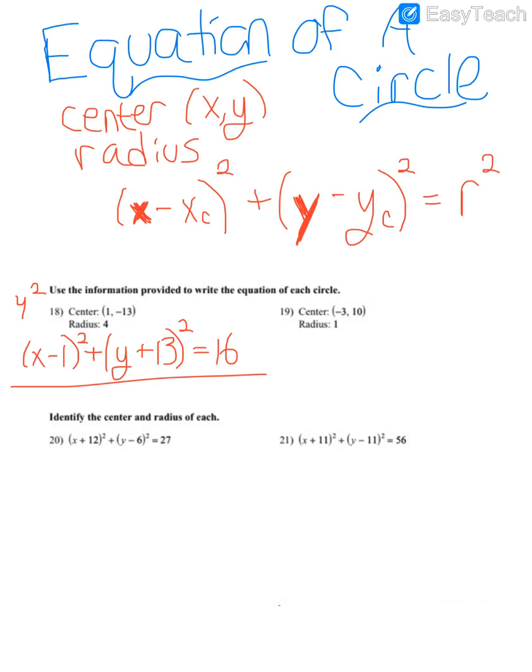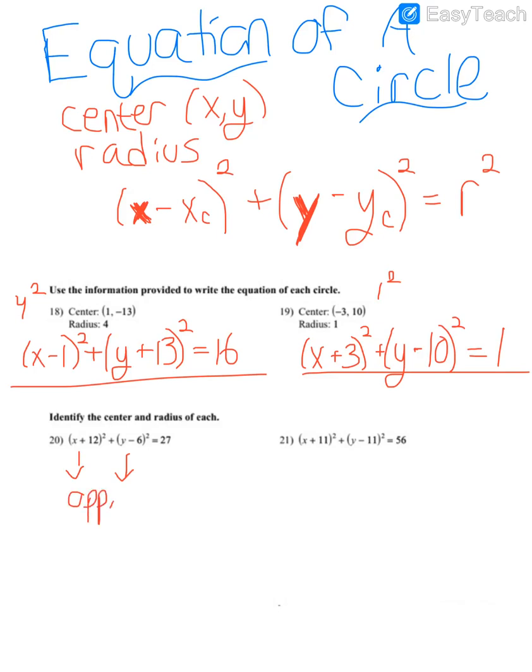Very similar in the next one, so center. So it's x minus negative plus 3 squared plus y minus the y value, 10 squared, equals the radius squared, which is 1 squared, which in this case is still 1. Now sometimes you might be asked to go backwards and identify the center and the radius given the equation. So in this case, you're going to take the opposite of this for the x, the opposite of this for the y. So we're going to take the opposite signs. And here you're just going to take the square root, and that will give us the radius.